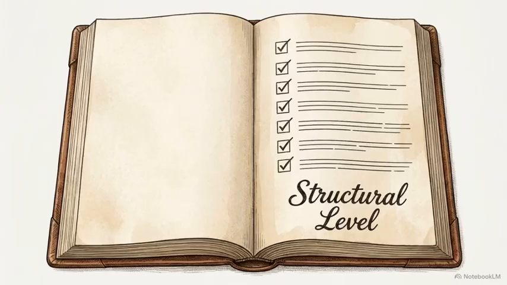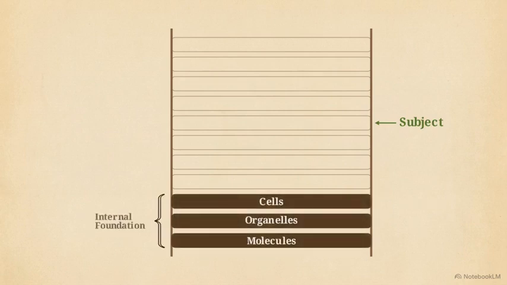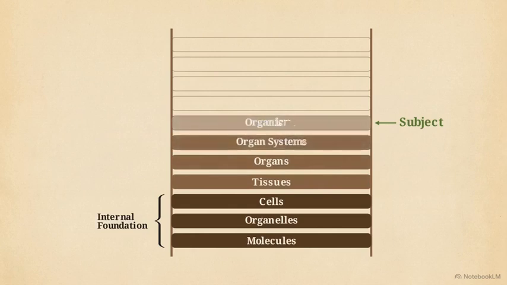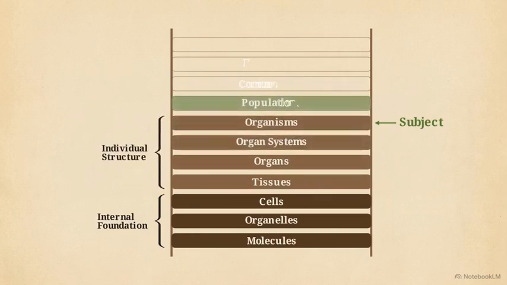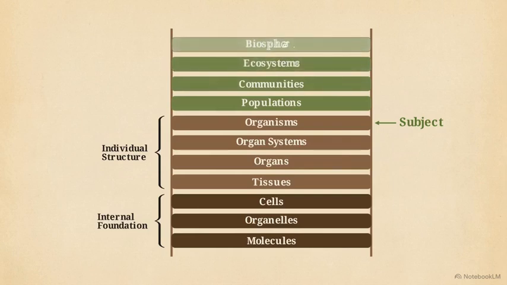Write down step 3, mapping the hierarchy. Sketch out a ladder with 11 distinct steps. We are going to plot exactly where your subject exists in the physical organization of the world. The basic unit is the cell, built from molecules and organelles. Moving up, cells form tissues, organs, organ systems, and the individual organism. Outside the subject, organisms form populations, communities, ecosystems, and the overarching biosphere.